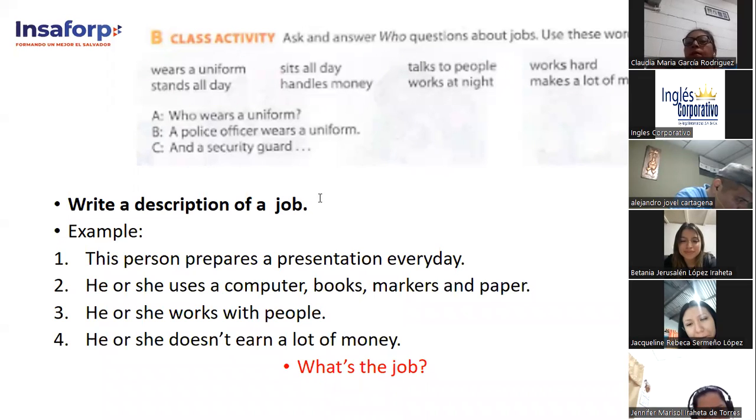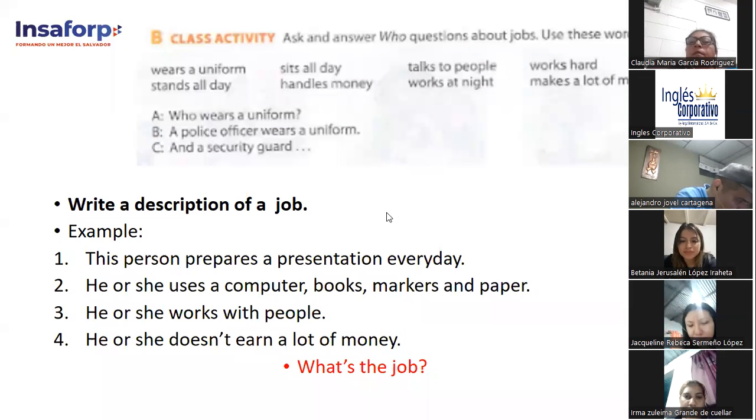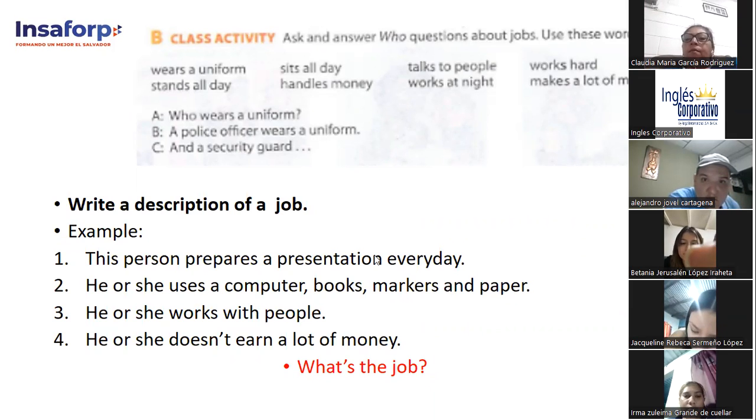Fernando has another one. Fernando says he collects the eggs every day. What's the job? Farm? The farmer. Okay. Farmer. Also, the farmer milks the cows.